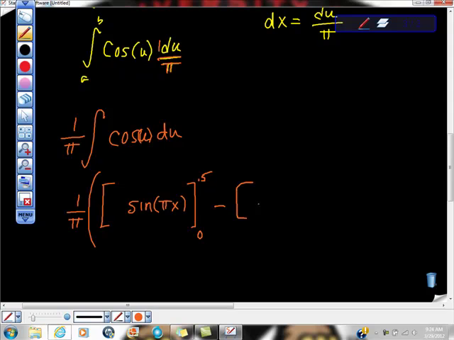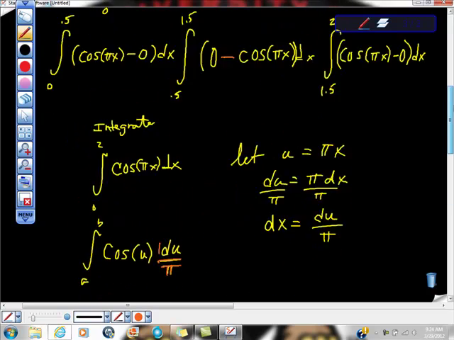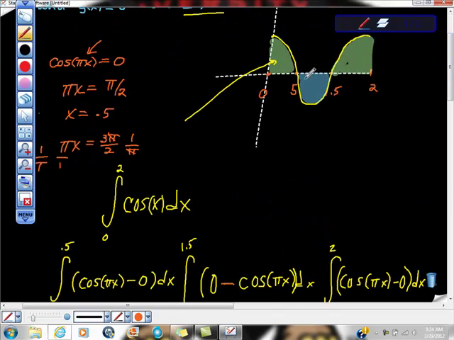And we looked at it and we said it's sine of pi x. And these are the lower and upper bounds. So I'm going to go from 0.5 to 1.5. Look at the graph for a second. See why we're doing that? Because here is where it might look like negative area, and it's not negative area.